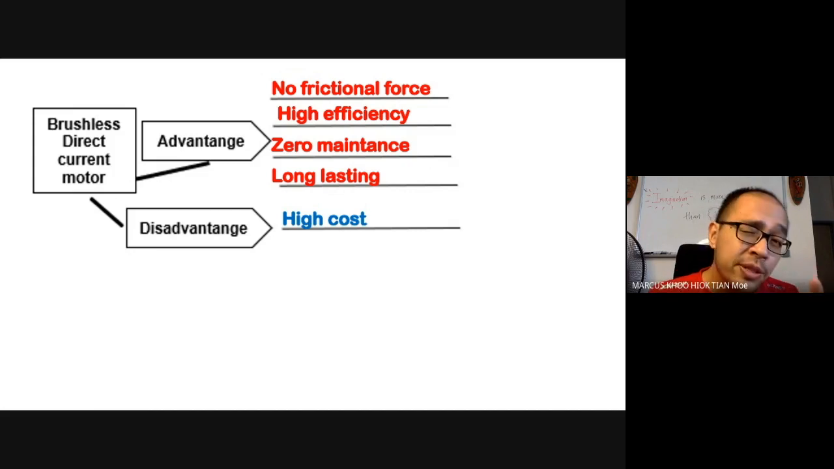Useful, but it's expensive. Good, it's good quality, but it's expensive. And it's zero maintenance, very little maintenance, but it's expensive at that time.